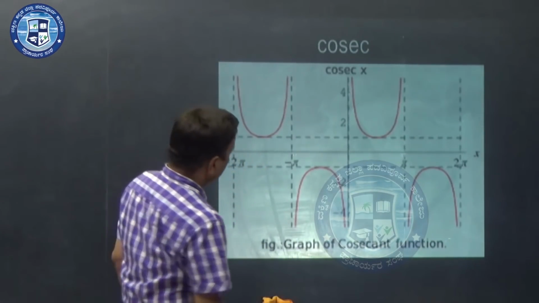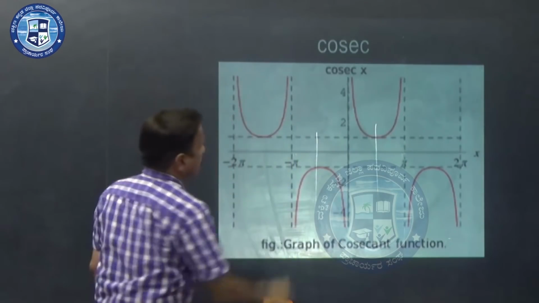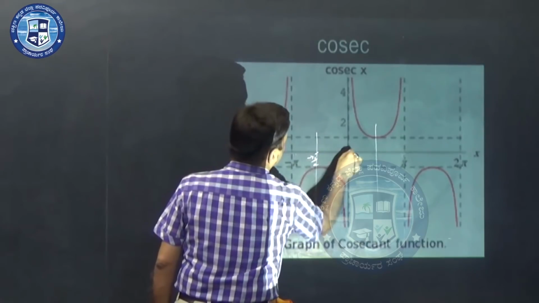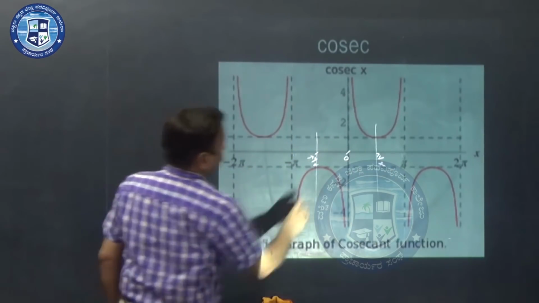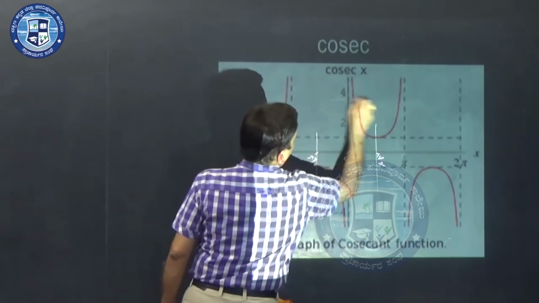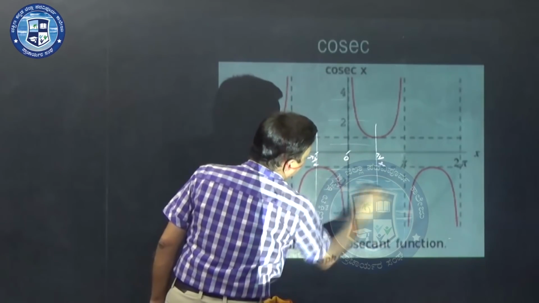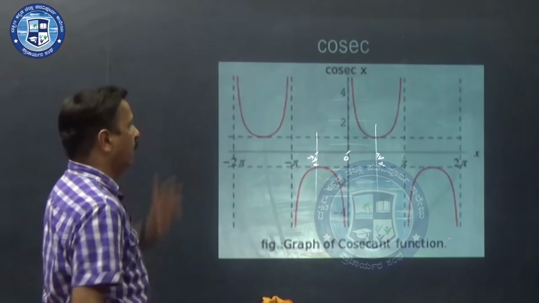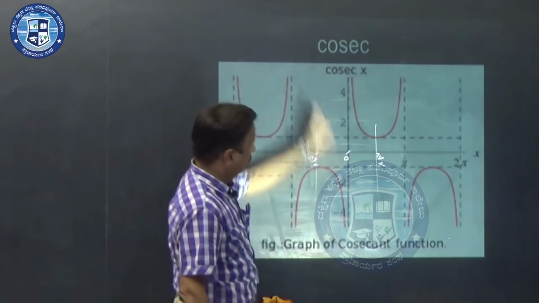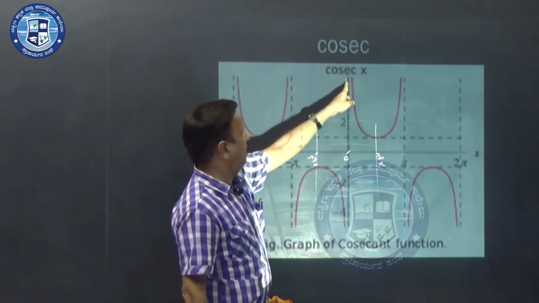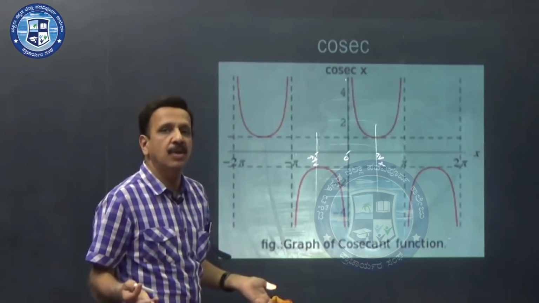That is why, while you consider the inverse trigonometric function for cosec, you need to consider between minus pi by 2 and plus pi by 2. This is minus pi by 2, this is 0, this is plus pi by 2. If you draw a horizontal line anywhere in this range, the horizontal line cuts the curve at only 1 point, not at 2 points. But only at x equals 0, the vertical line, the graph does not exist.